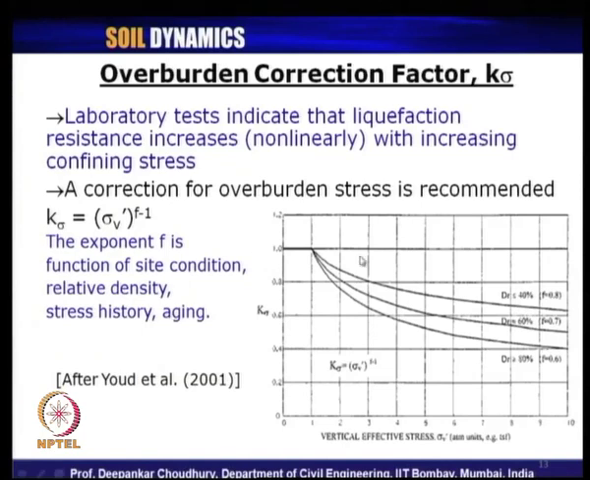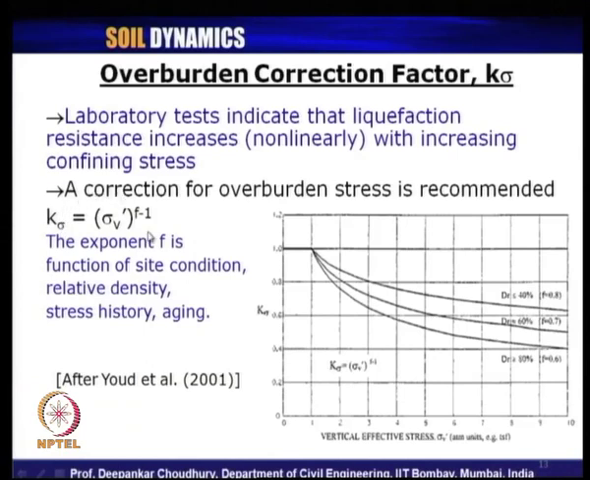If it is less than or equal to 40%, then the exponent factor f is 0.8. If it is 60%, it is 0.7. If it is greater than or equal to 80%, then it is 0.6 in this equation. And remember, when you are using this equation, as this is an empirical equation, we have to be very careful about the units. So, sigma v dash has to be in atmospheric unit or TSF unit. Do not use kPa while using this equation, otherwise you will get an absurd value of K sigma.